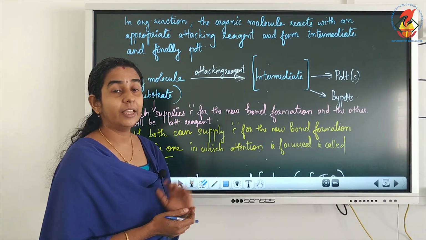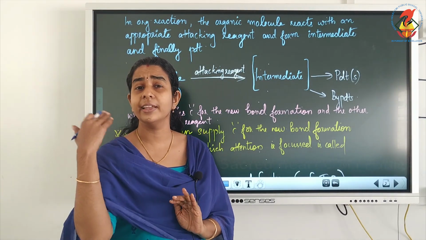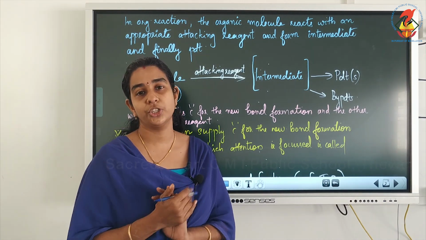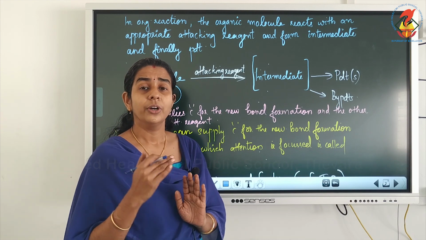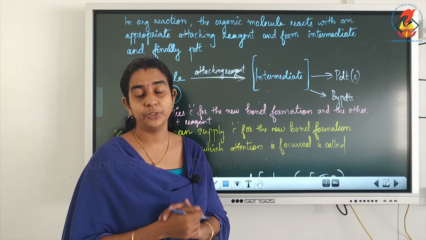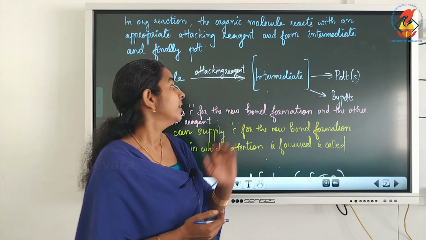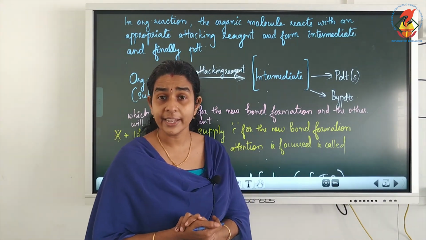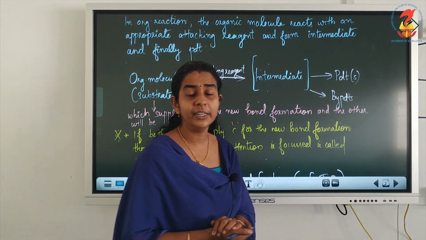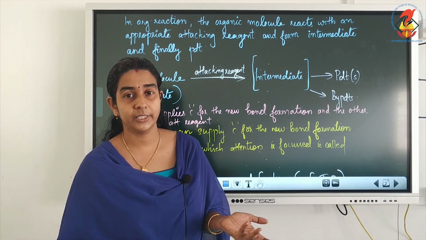Now, after that they will form highly unstable intermediates. Highly unstable means they are highly reactive species, isn't it? Being highly unstable, that is why it is written inside the square bracket. If anything is written inside the square bracket, that means it is highly unstable. So, here first they will form the highly unstable or very reactive intermediates. Being highly unstable, they will readily decompose to give a stable product or sometimes products.